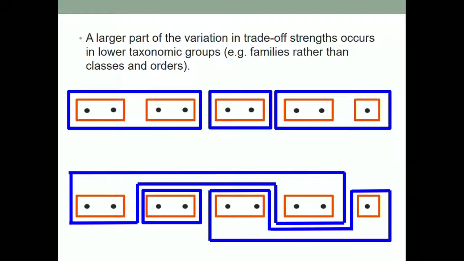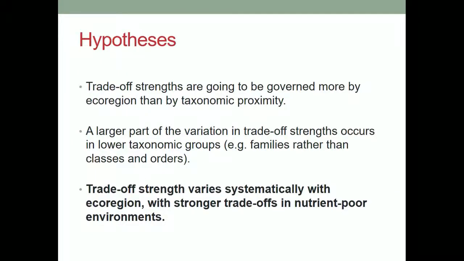So the variation is very neatly explained by a lower taxonomic hierarchy. But in the example at the bottom, there are many more differences. The thing to look at here is the blue boxes, which are more disorganized, so the variation in the trait strengths of the trade-off happens at a higher level. And last but not least, trade-off strength varies systematically with ecoregion, with stronger trade-offs in nutrient-poor environments. You're assuming the more stressful the environment, the stronger the trade-off is going to be in that area.